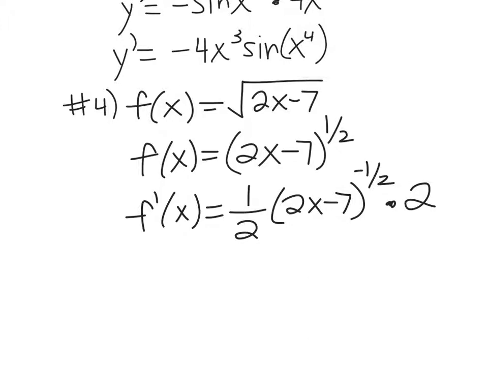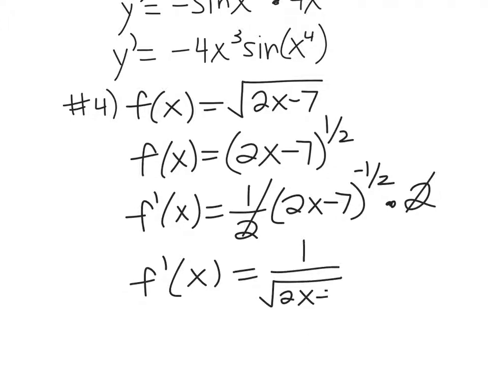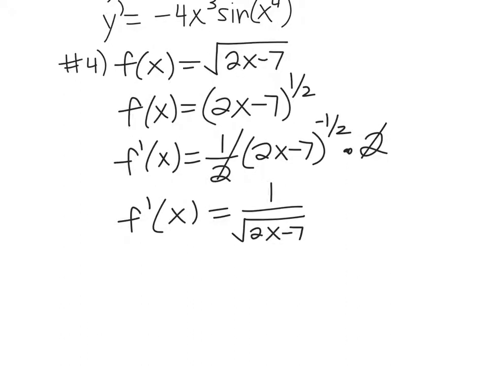Okay? All right, so then the 1/2 and the 2 will reduce, leaving me with f prime of x equals 1 over the square root of 2x minus 7. You do not need to rationalize that. Sure. I'll let your brain catch up. I bet you can figure that out.